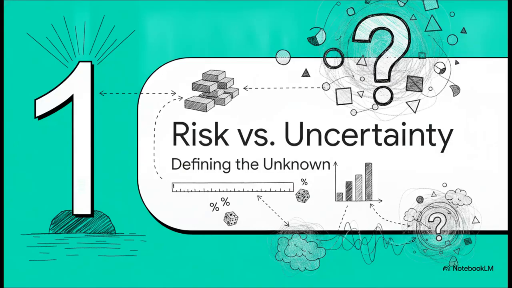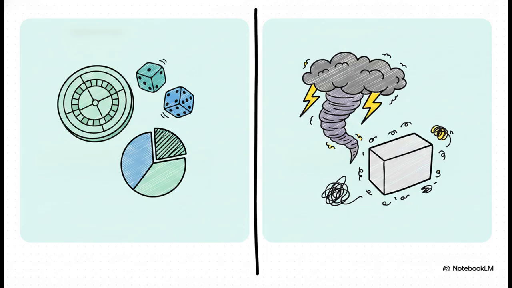All right, Section 1, risk versus uncertainty. Let's define the unknown. People use these terms interchangeably all the time, but in finance, they are entirely different beasts. Risk is kind of like playing roulette. You know the exact odds. You can assign quantifiable probabilities to specific outcomes based on past data. Saying something like, okay, there's a 20% chance our sales drop next quarter.